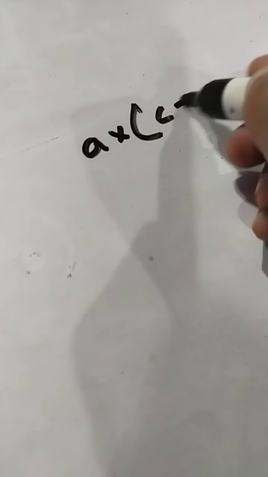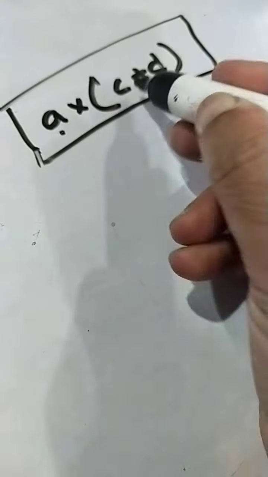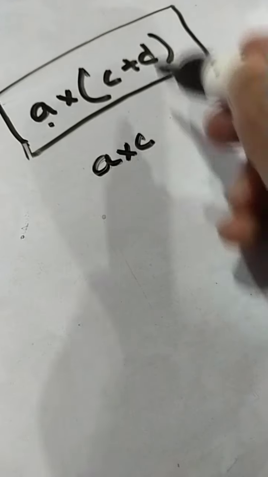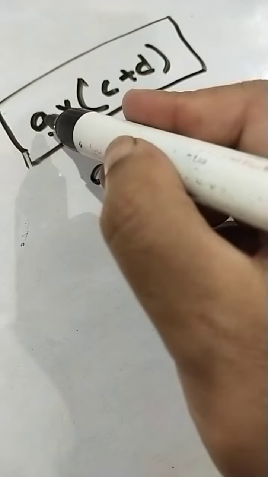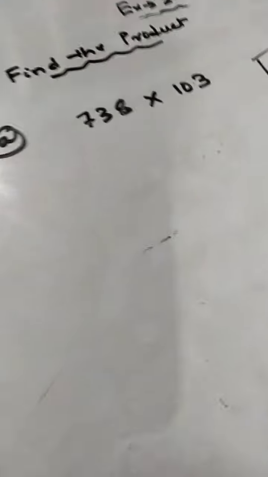This is like this: A into (C plus D). So this is the property that we'll use. If the number is arranged in this manner, we have to multiply A into C, then put a plus sign, and again multiply A into D. This is called distributive property over addition. This is the property that we'll use in each sum. Now the next question is how exactly we'll use this.